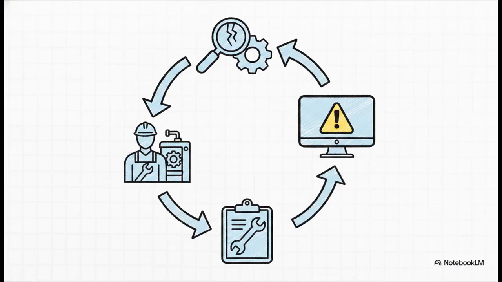Which brings us to Section 4, Closed-Loop Integration and ROI, moving from telemetry to enterprise action. Because think about it, having a neural network detect a flaw is brilliant, but if that insight doesn't automatically trigger a physical response, your machine is still going to crash.